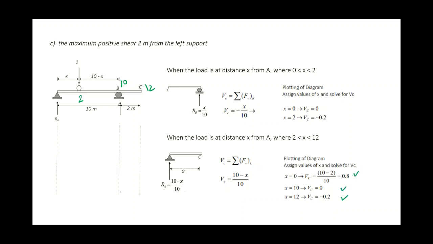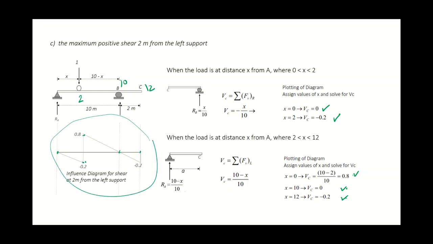Tapos, plot natin sa diagram. We have x is equal to 0, 0, check. X is equal to 2, negative 0.2, check. Tapos, 0.8, tapos 0, tapos negative 0.2. Okay, so this is now the influence diagram for the shear 2 meters from the left support.